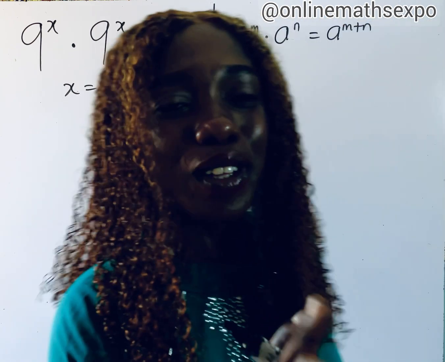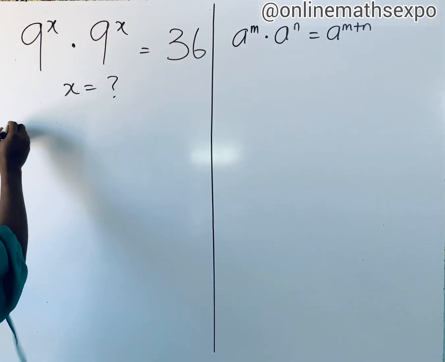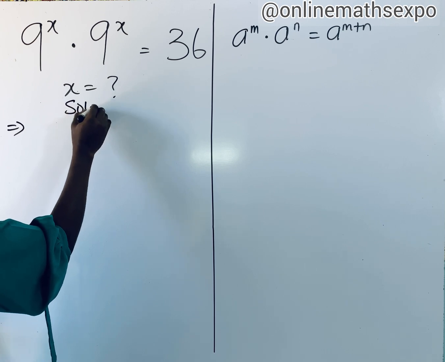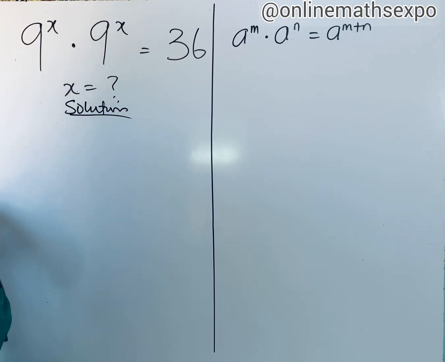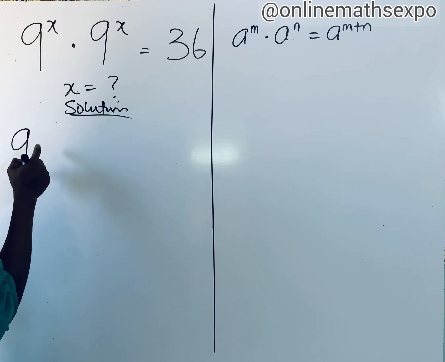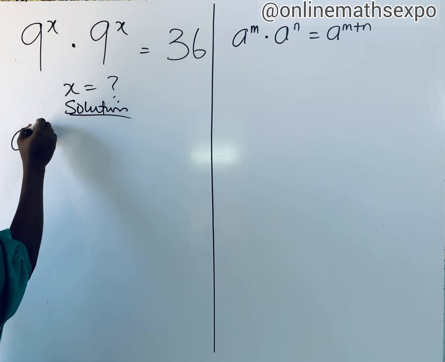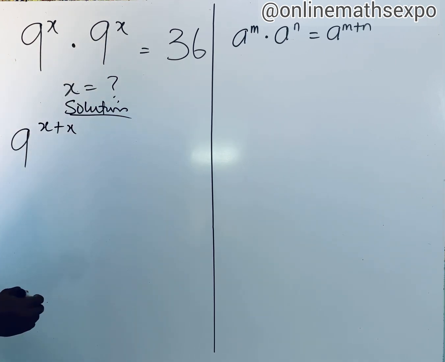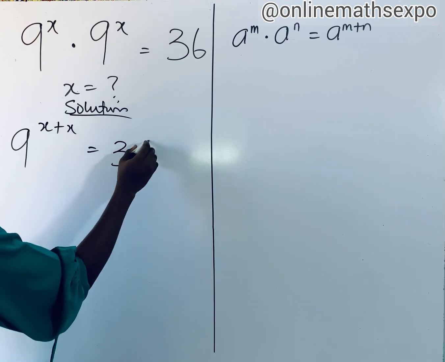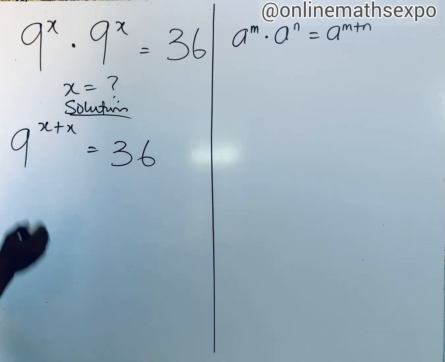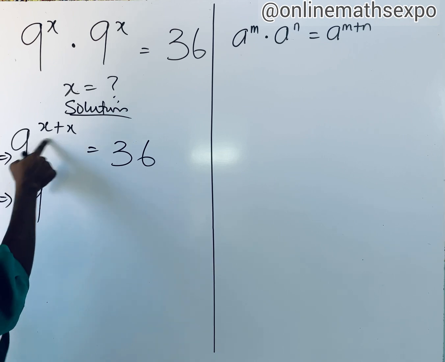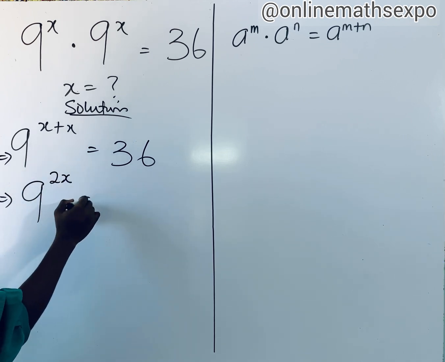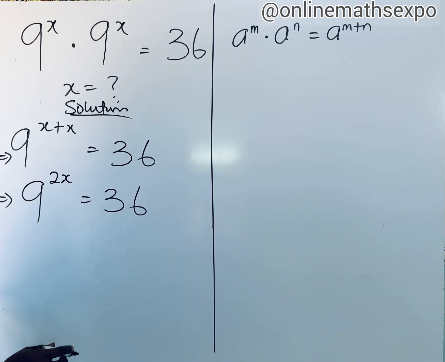So we begin with the solution. We have 9 to the power of x times 9 to the power of x is equal to 36. The powers will be added, so we have x plus x. Now what do you do next? We are going to add these two powers, and it gives you 2x, so 9 to the power of 2x is equal to 36.